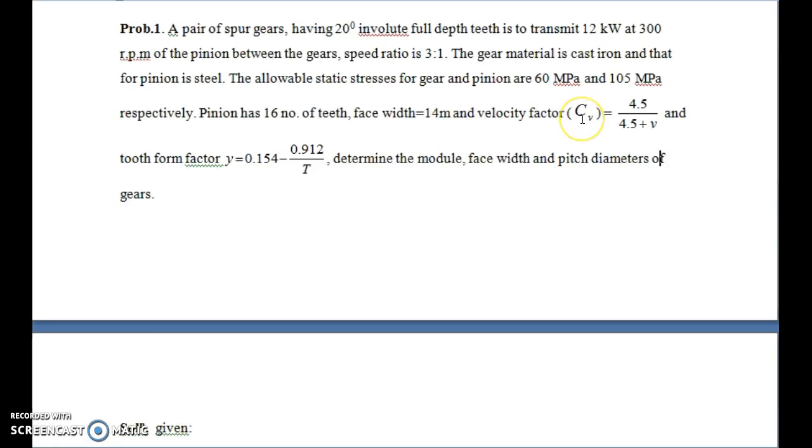The velocity factor is given as Cv equal to 4.5 upon 4.5 plus V, where V is the velocity, and the tooth form factor y equal to 0.154 minus 0.912 upon T, where T is the number of teeth.